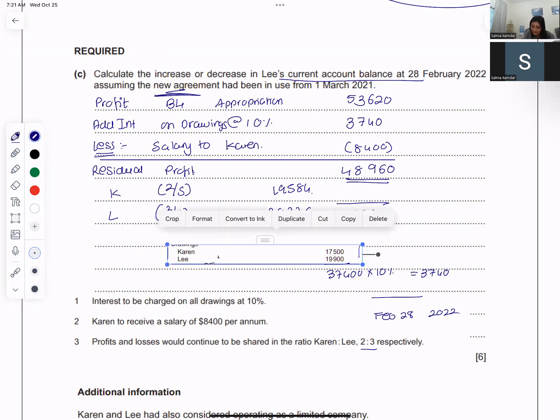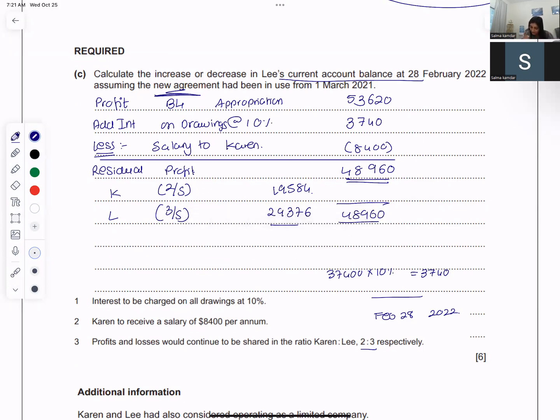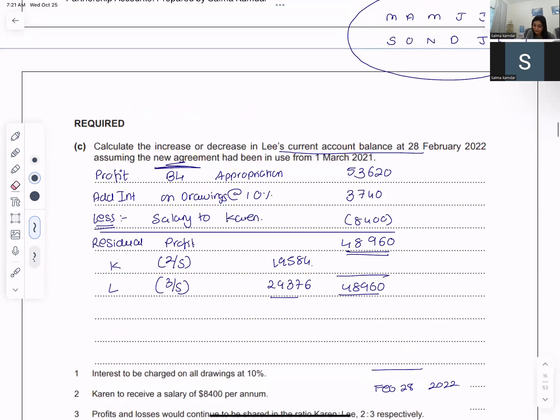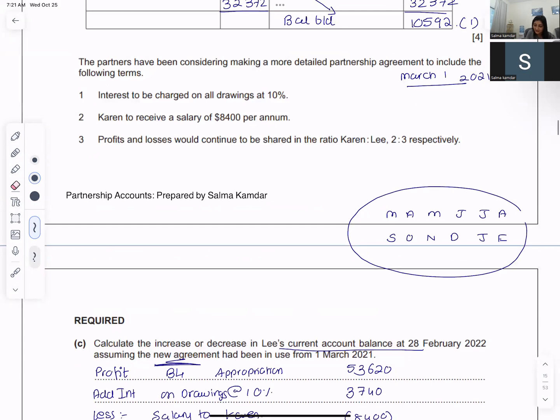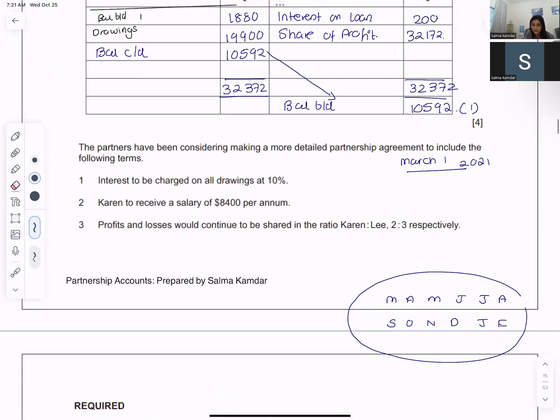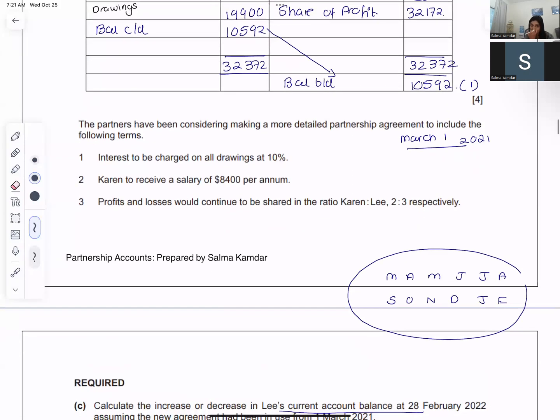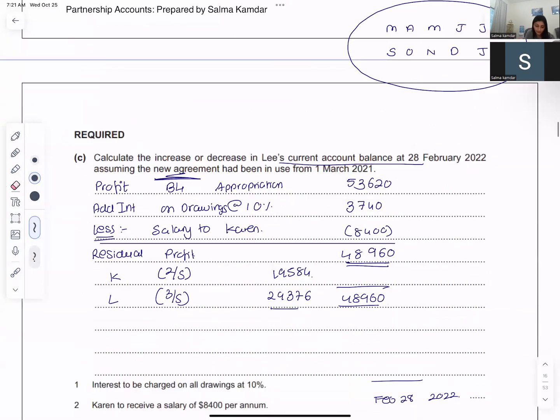Did they ask us to find the appropriation account balance, the residual profit, or do they want to find out the increase or decrease in Lee's current account? So they basically want us to find out the increase or decrease in Lee's current account. I know that currently Lee's current account has a balance of 10,592. Now I have to find out the new current account balance if these changes were incorporated.